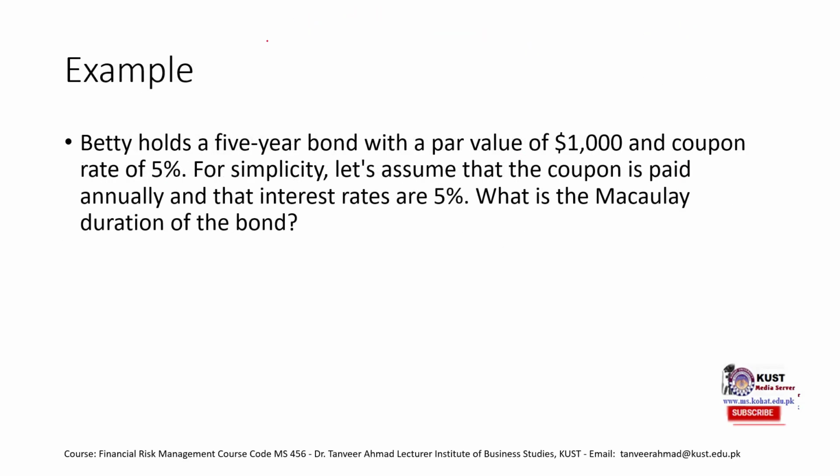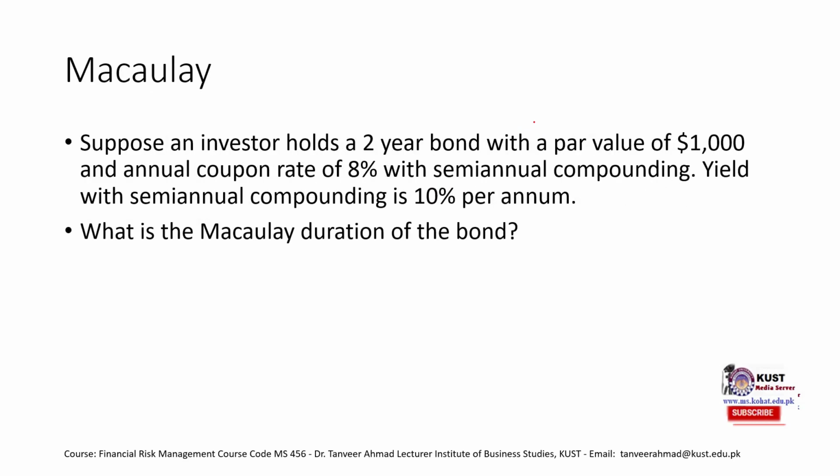There is another example. Patty holds a 5-year bond with a par value of 1000 and a coupon rate of 5%. For simplicity, let's assume the coupon is paid annually and the interest rate is 5%. So this is R. What is the Macaulay duration of this bond? So again, you can find the Macaulay duration. I would leave this question to you for practice purposes. Okay, then there is another example.